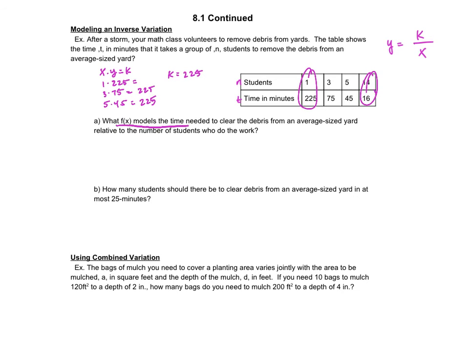So what models the time needed to clear the debris? Well, y equals k over x, and we know in this case n is going to be x, t is going to be my y. So I have t equals something over n, and then of course we said that k is going to be 225. So there you go. You got t equals 225 over n, and this says how many students should there be for the debris of an average sized yard to take 25 minutes?